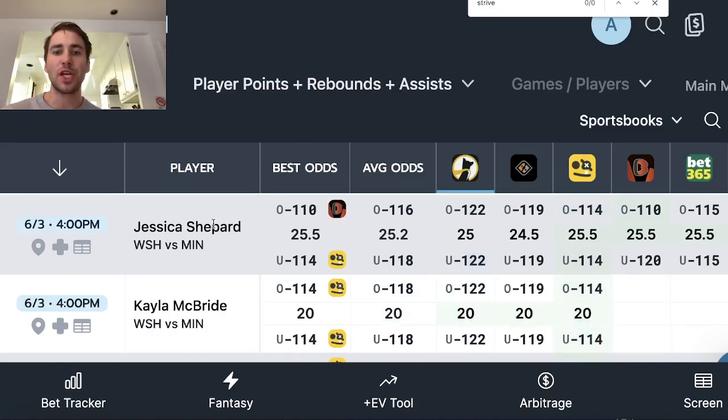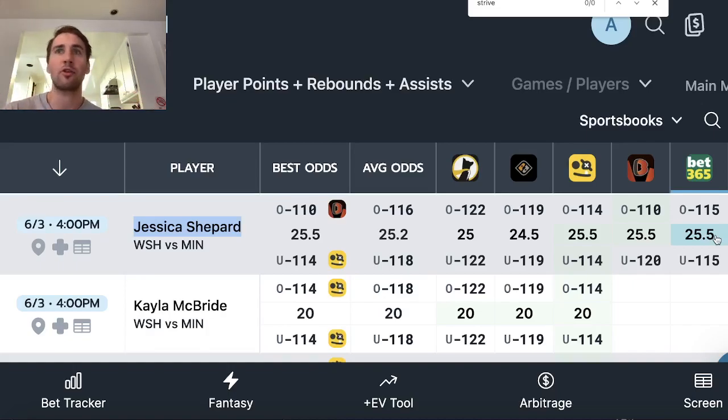But take a look at Jessica Shepard. Right here, PrizePicks has her line at 24.5. Underdog is half a point higher at 25. And then you have 3 other sportsbooks, 3 other data points. As sharp bettors, we treat every book as a data point on where the line should be set.